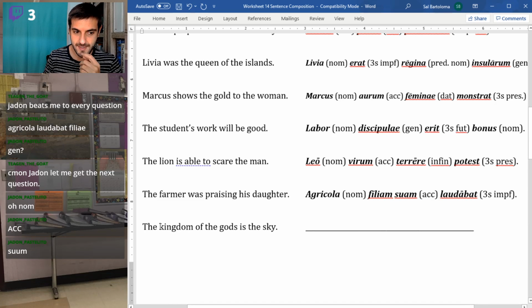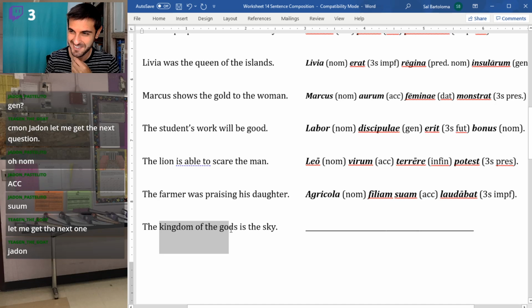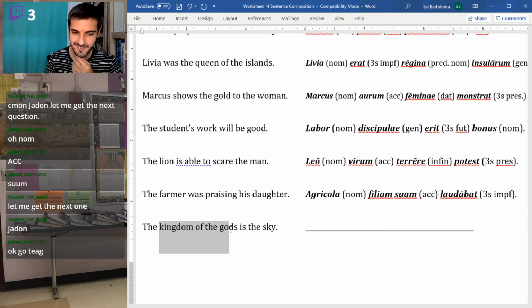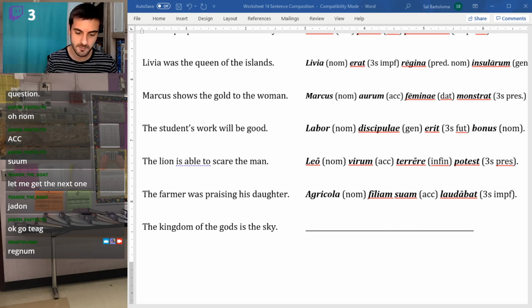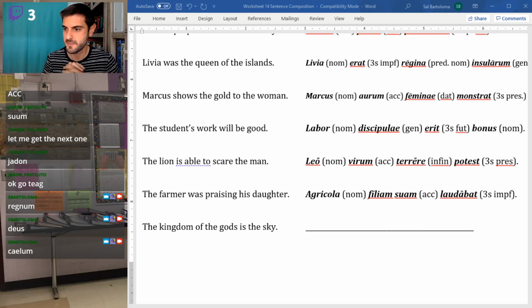And then the last one here, the kingdom of the gods, plural. All right, Tegan. All right, so I'll give you all the vocabulary you need, right? You have a regnum, which is a kingdom. You have a deus, which is a god. And you have caelum, which is the sky, the heavens. And I know you know is, so I'm not even going to tell you that.